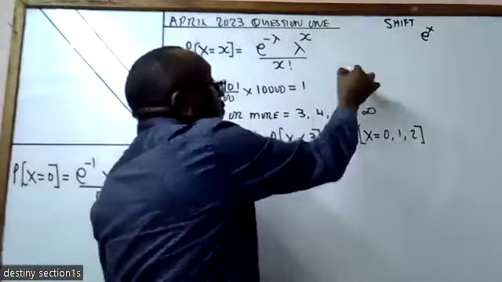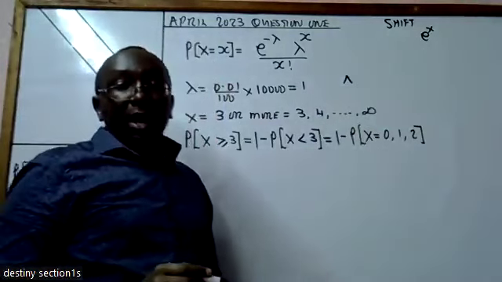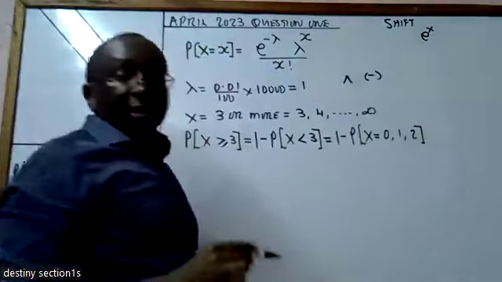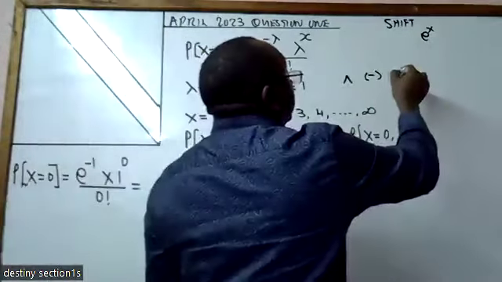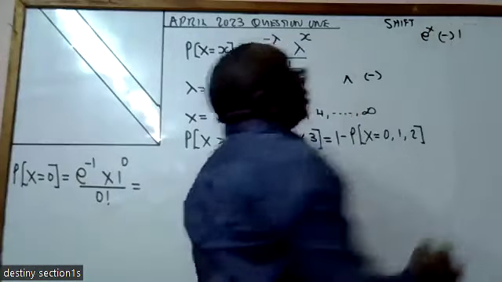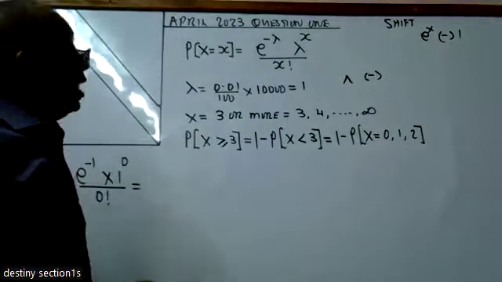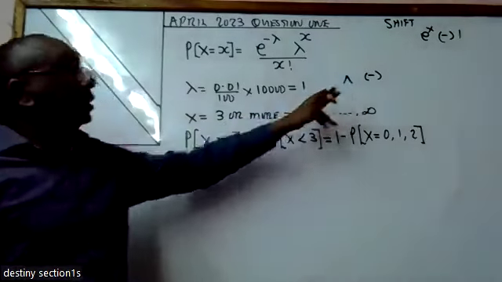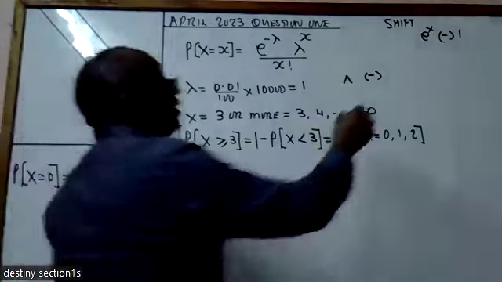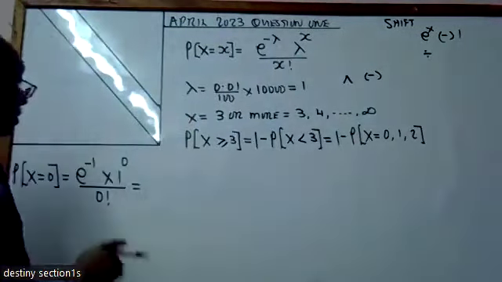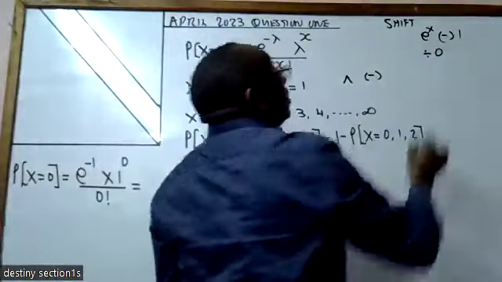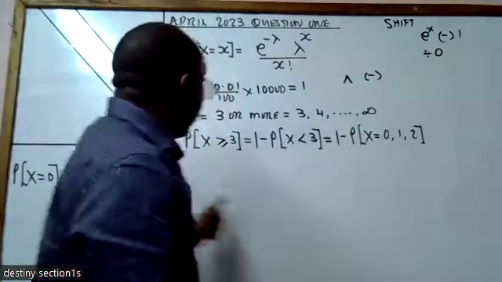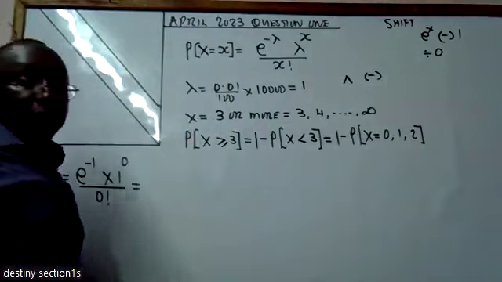You don't press the power button. You don't press that one. The value is already raised to. Now, press the negative sign, I think it's on the right hand side, the one in brackets. Press that. Then press one. Then press times one, raised to the power zero. Then press divide, zero, then press shift, then press the factorial button. Then press equals.